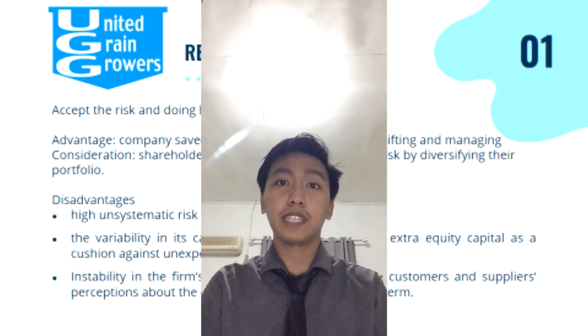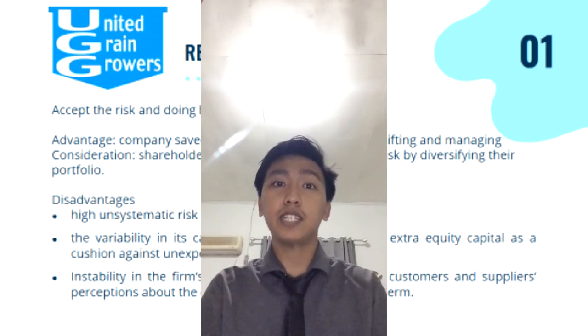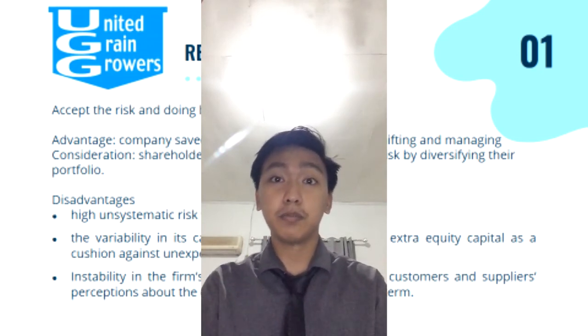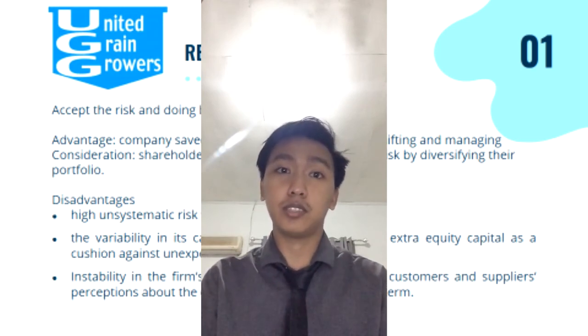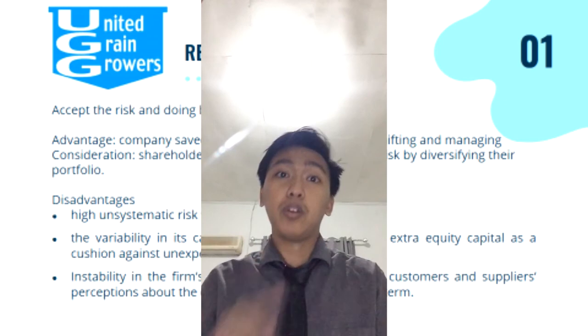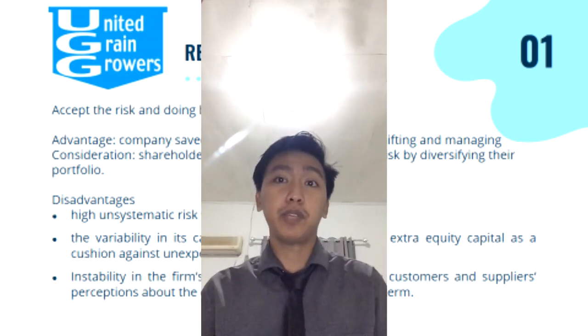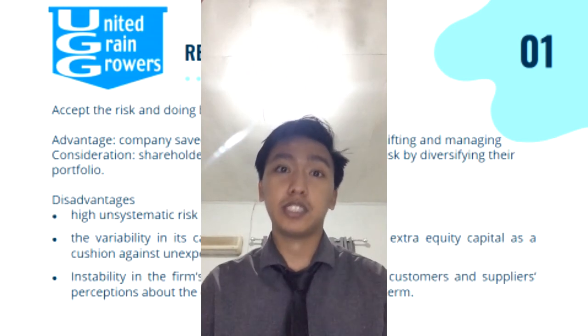Instability in the firm's cash flows would affect United Grain Growers' customers' and suppliers' perception about the company's reliability in the long term. The only advantage of retaining the weather risk was that the company saved the costs associated with risk shifting and managing.